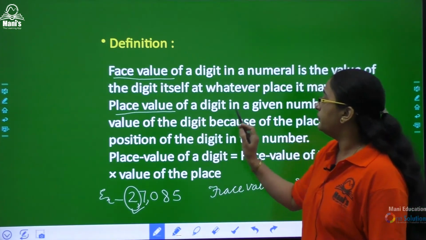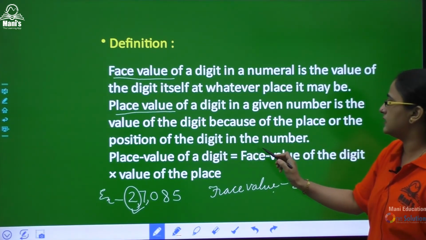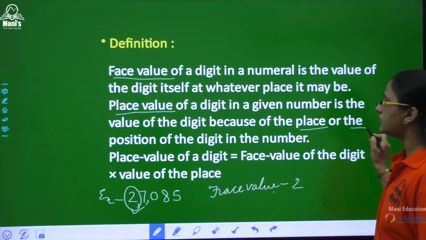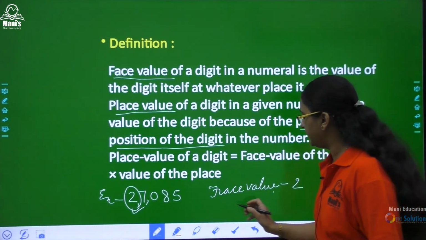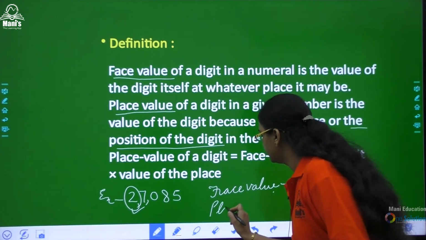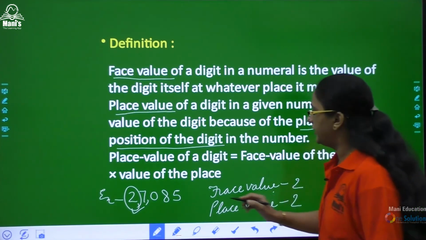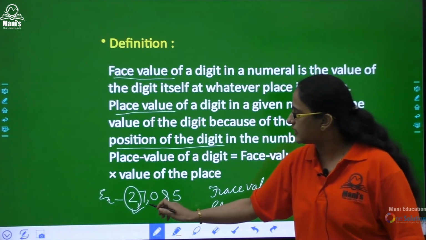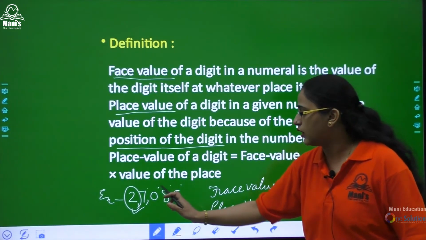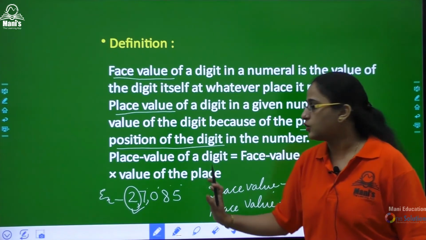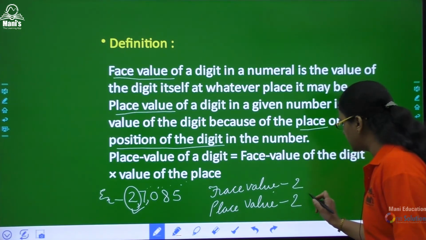Now, place value. Place value of a digit in a given number is the value of the digit because of the place or the position of the digit. If I am talking about this 2, its place value would be 2. And after this, how many digits are there? 1, 2, 3, 4. Any digit from 0 to 9, we have to count each and every one. Don't skip 0. It's also a digit. So you have to count 1, 2, 3, 4. So we have to put 4 zeros.